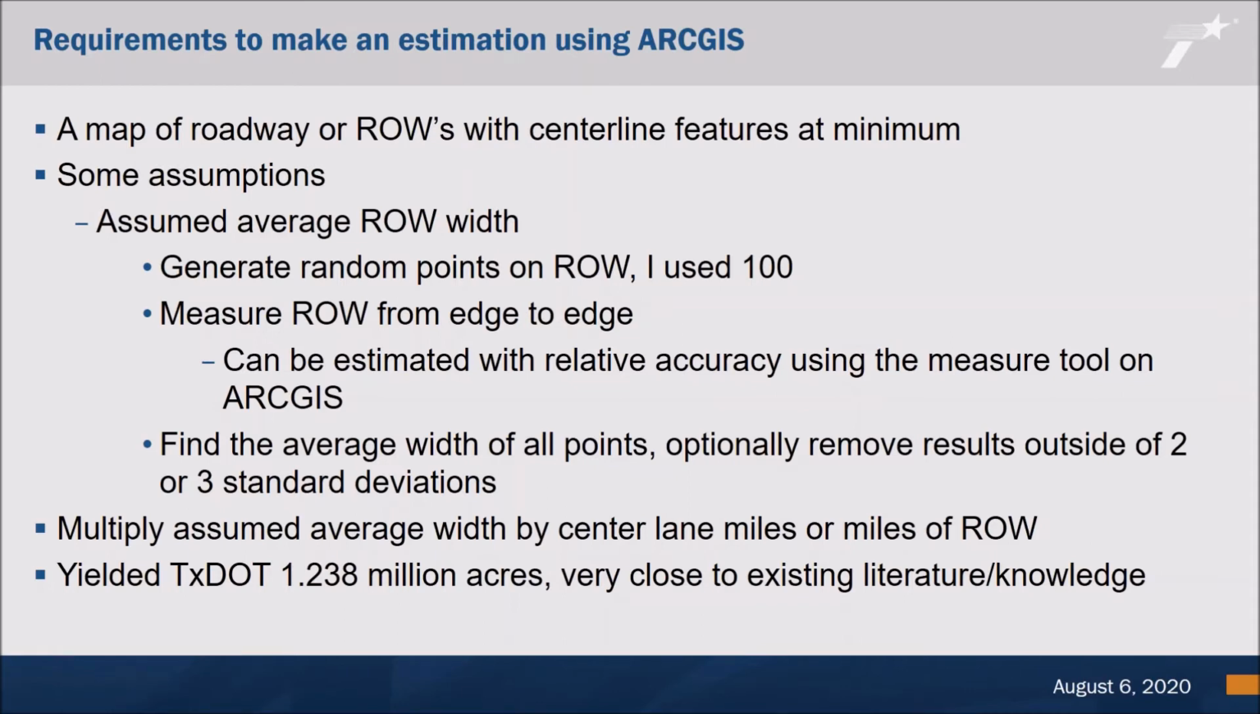But once you have those standard deviations removed, if you opt to do that, you can just multiply your assumed average width, which I converted to miles, by the center lane miles of roadways, and that yielded a number of 1.238 million acres, which is very, very close to that existing knowledge that we had about how much land TxDOT actually owns or manages. So that's how we got a sort of accurate estimate of our lands.